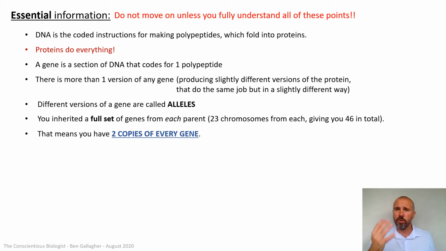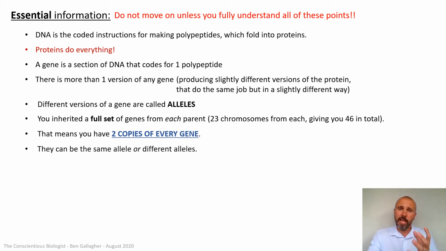So the genes that control your eye color, you got one from your mum, you got one from your dad. The gene that controls whether you can make insulin, you got one from your mum, you got one from your dad. There's two of everything. That's really important. They can be the same allele or different alleles.